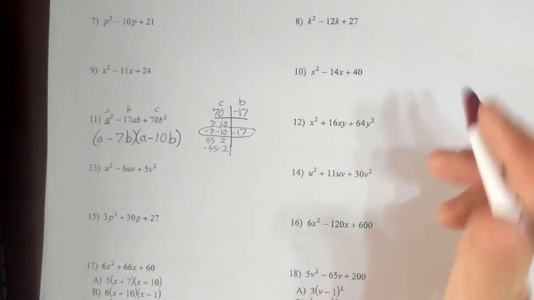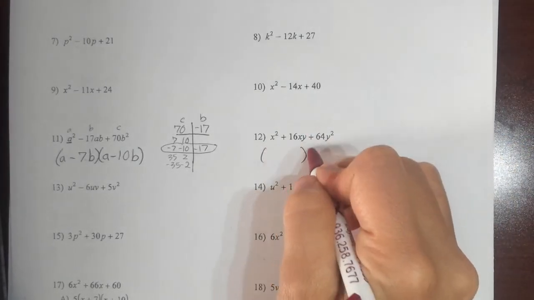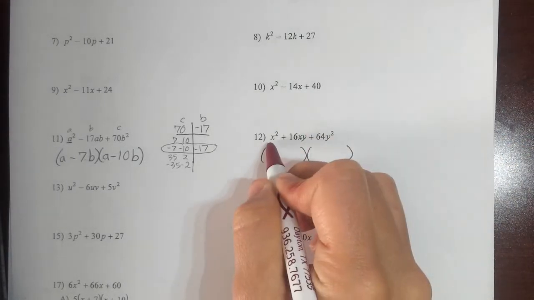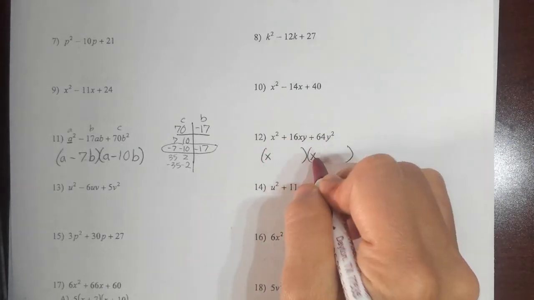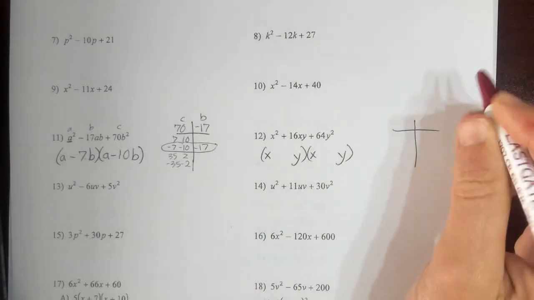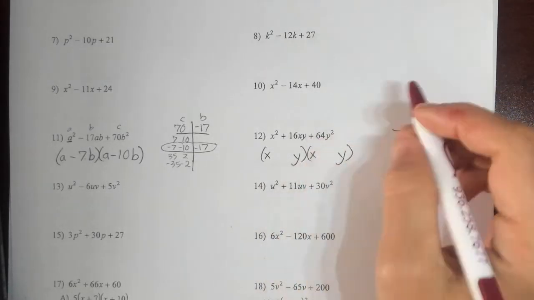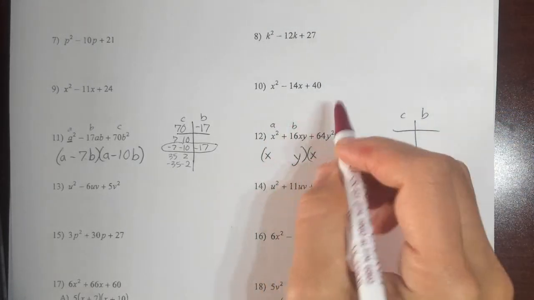Okay, so let's do another one like that. So similarly on this one you have x squared here, and then you have the y squared on the end. So this is going to be an x here, a y on the end, and a y on the end. And then we're going to do our t-chart again. I'm going to put c here, b here. This is my a value, this is my b value, this is my c value.